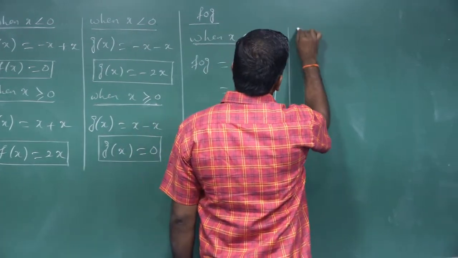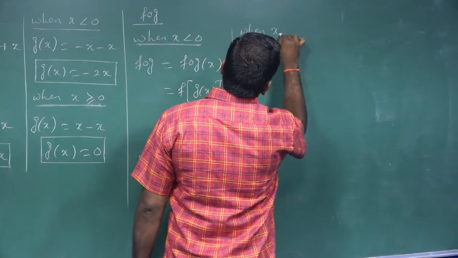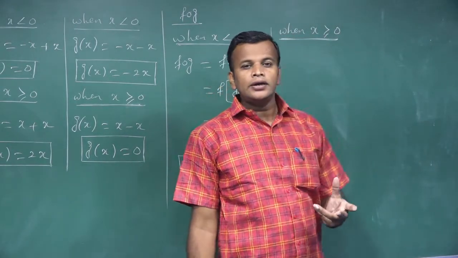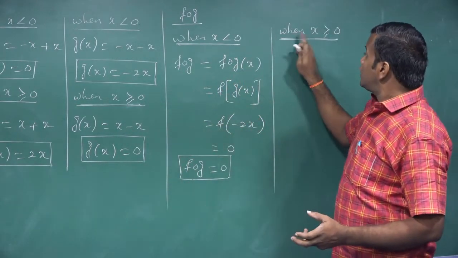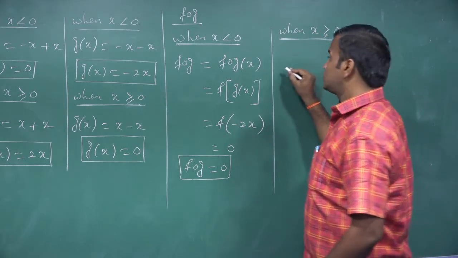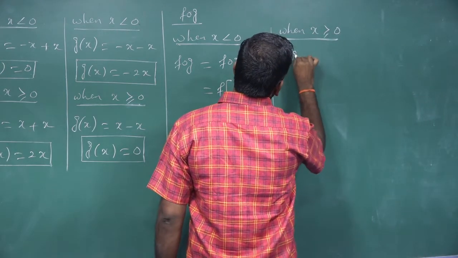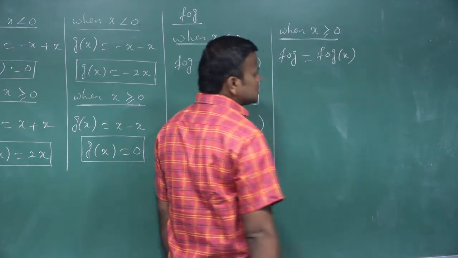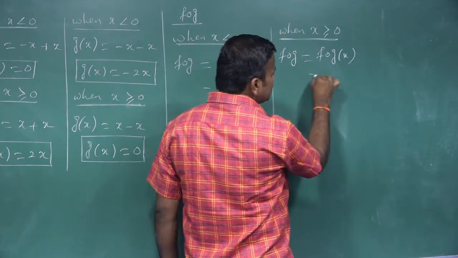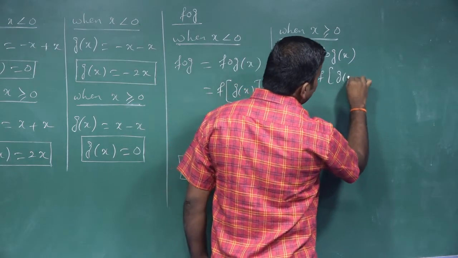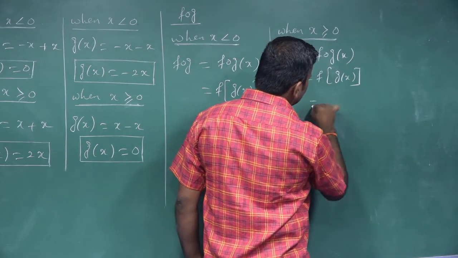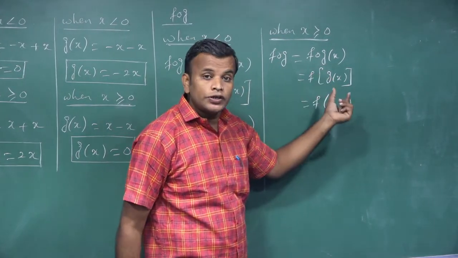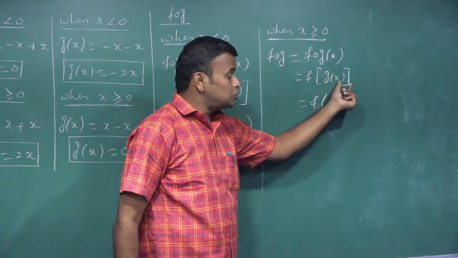Next, when x is greater than or equal to 0. Now to find f dot g when x is greater than or equal to 0, same, we write f dot g. How to write f dot g? F dot g of x. Next step, we write f of g of x. F of. First we enter the value of g of x.